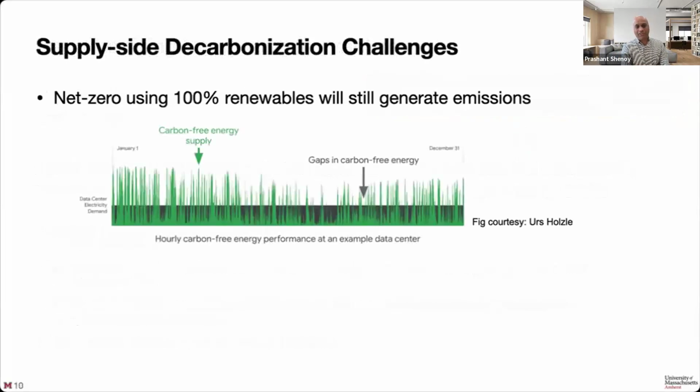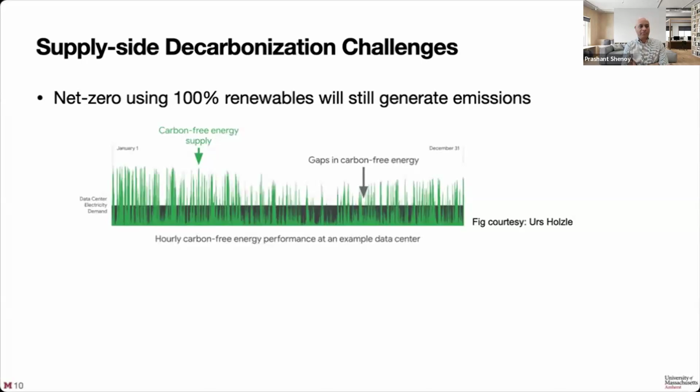The black line, which is really flat, is the data center demand of a hypothetical data center. Okay? And we are just assuming it's flat. It doesn't have to be, but for this example, assume that's flat. So that's your energy consumption. Okay? The y-axis here is essentially energy demand. Okay? And the green curve is essentially electricity generated by, let's say, a wind farm.